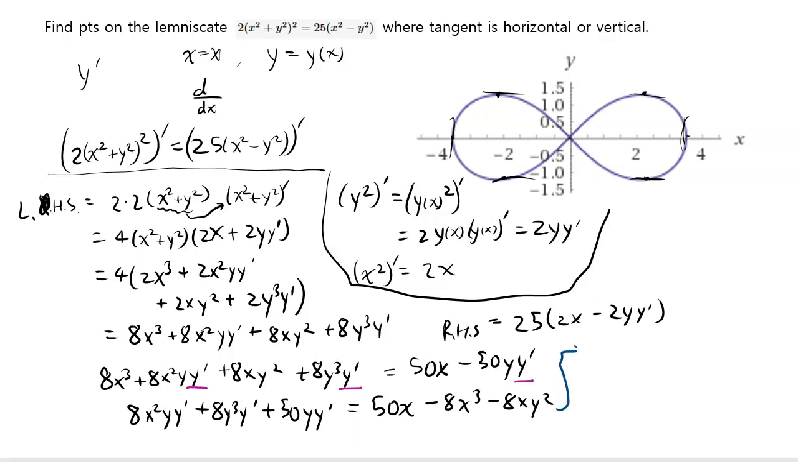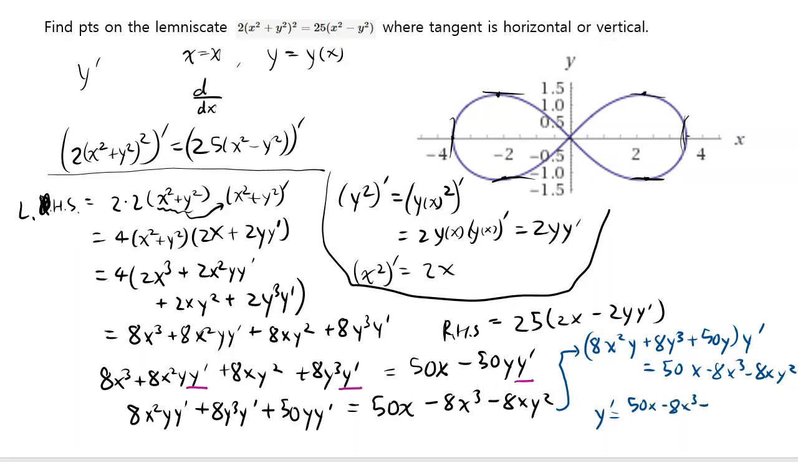And then let me change color because it's a little confusing. So then what we get is, the reason you group the y primes together is so that you can factor out a y prime. So what you get is (8x squared y plus 8y cubed plus 50y) y prime. That's on the left side, and the right side is still the same thing, 50x minus 8x cubed minus 8xy squared. And finally, when you divide, you get y prime equals (50x minus 8x cubed minus 8xy squared) over (8x squared y plus 8y cubed plus 50y). Alright, so that's the y prime.